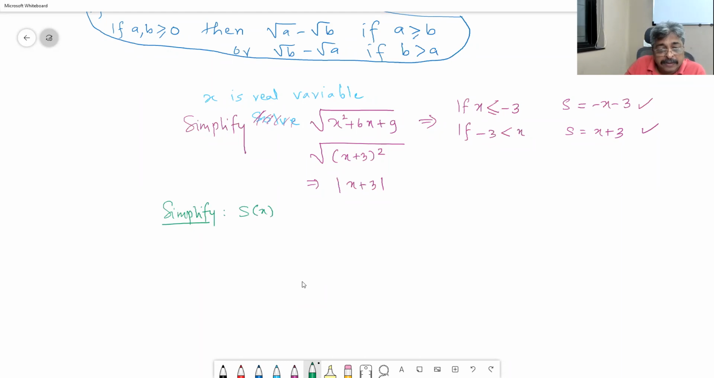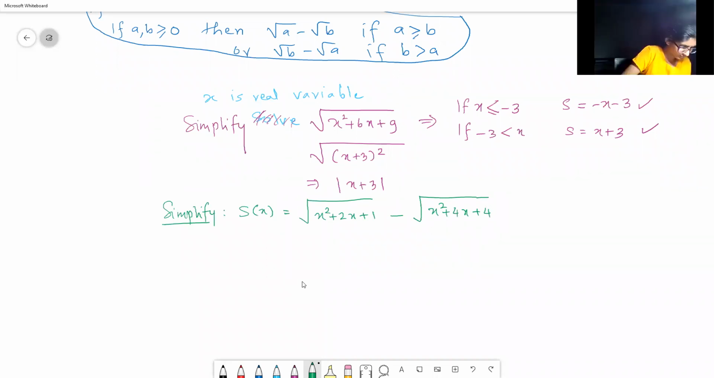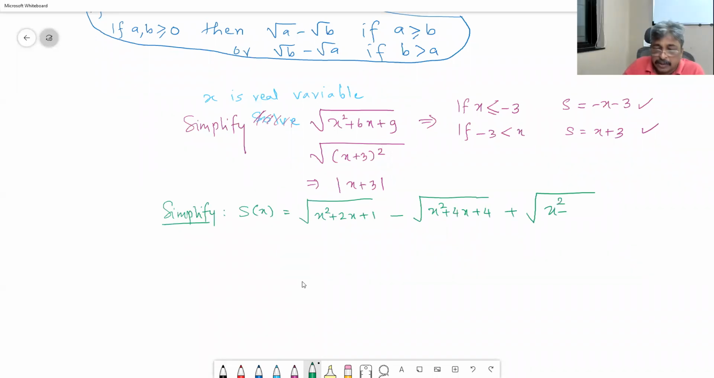S of x is equal to radical of x square plus 2x plus 1 minus radical x square plus 4x plus 4 plus radical x square minus 6x plus 9. Okay. Neatly written final answer only will be checked.